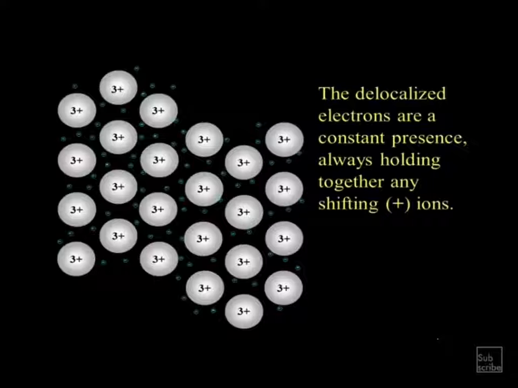Well, the delocalized electrons are always there. So any shifting positive ions are going to be able to be held together by their attraction to the constant presence of those valence electrons, that sea of electrons that the atoms are attracted to. And malleability, of course, is also intimately related to ductility. You can force the metal into the shape of wires.